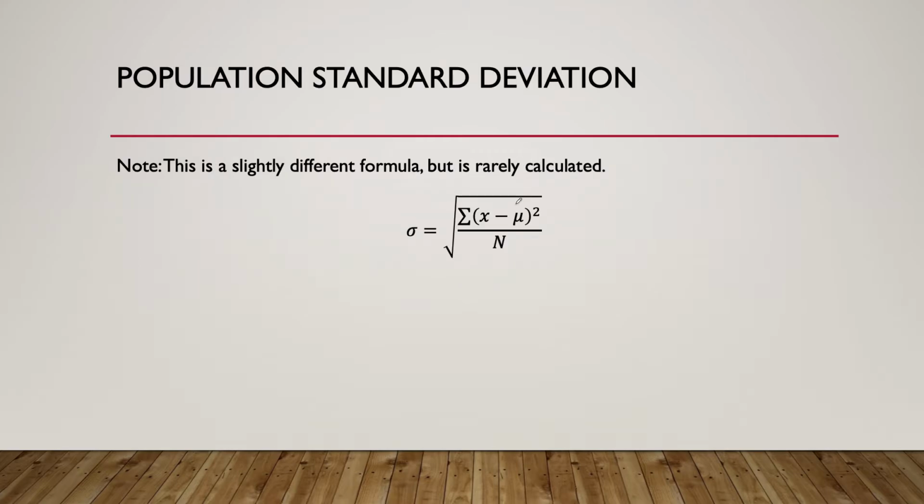Now the population standard deviation, on the other hand, is a slightly different formula, and it is also rarely calculated, but it's still useful to at least know the differences. The population standard deviation sigma is equal to the square root of the sum of all of the data values minus the mean, squared, and that will then be divided by the population size capital N. So do know the difference between this and the sample standard deviation.